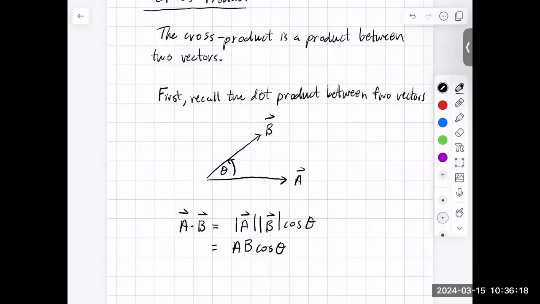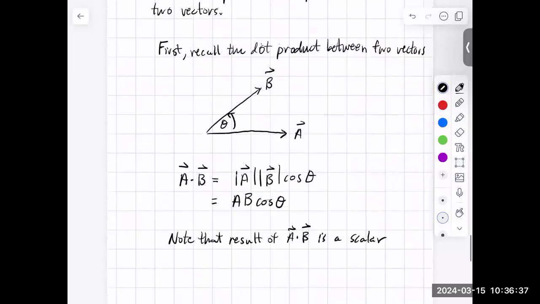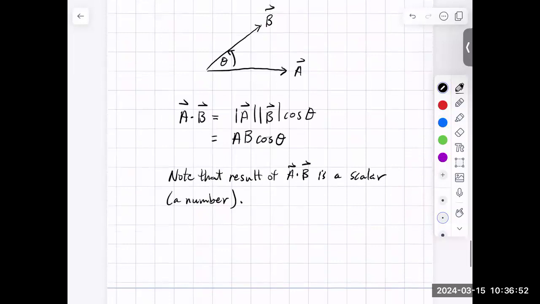Okay, so one thing we can note is that the result of the dot product between two vectors is a scalar, or it's just a number. So it has no direction associated with it. All right, so fair enough. That's the dot product. So what's this cross product all about?